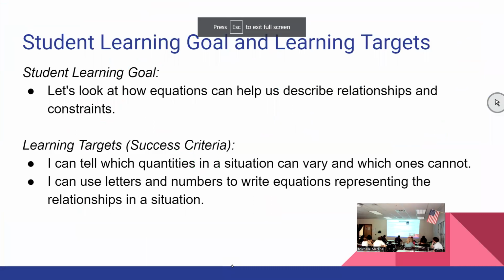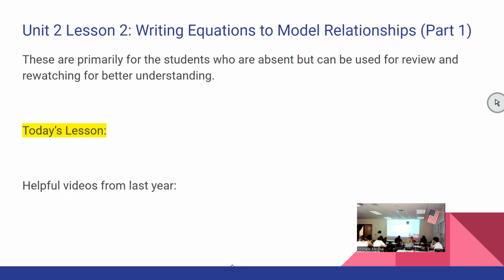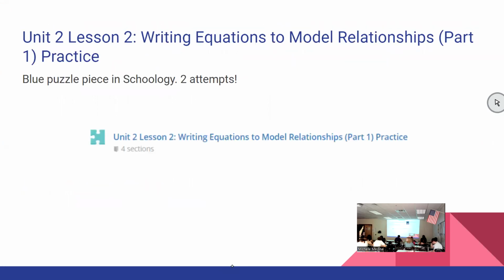The goal is to look at how equations can help us describe relationships and constraints. And to know you're successful is if you can tell which quantities in a situation can vary and which ones cannot, and to use letters and numbers to write equations representing situations. I'm recording now. It'll be linked here. If I find another video that's helpful, I'll also link it in here, but I'm sure you can also do a quick search and find it yourself.